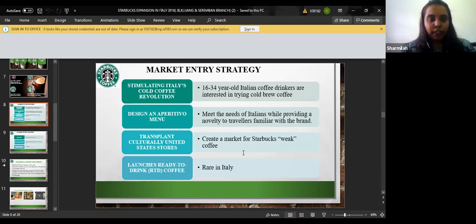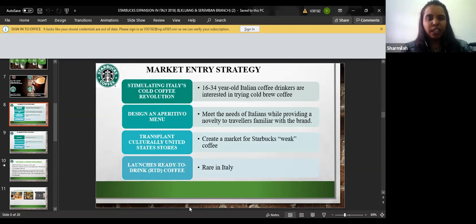Followed by transplanting culturally United States stores. Starbucks might transplant culturally United States stores as they did in Australia. At the moment of expanding business in Italy, Starbucks has only two options: either create a market for their weak coffee or change their products to align with Italian expectations.